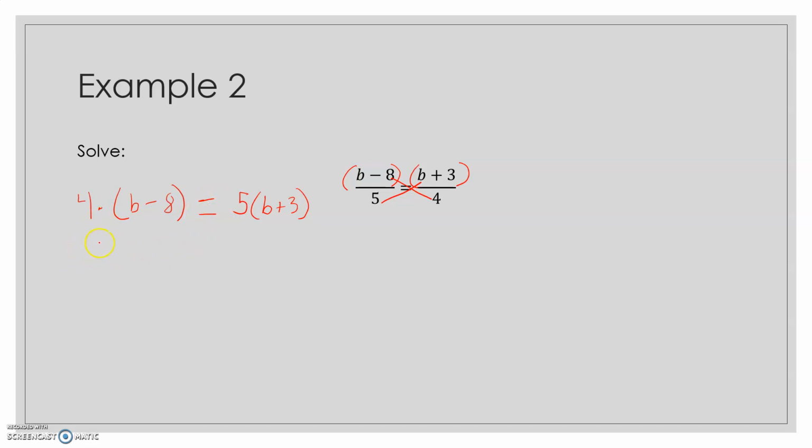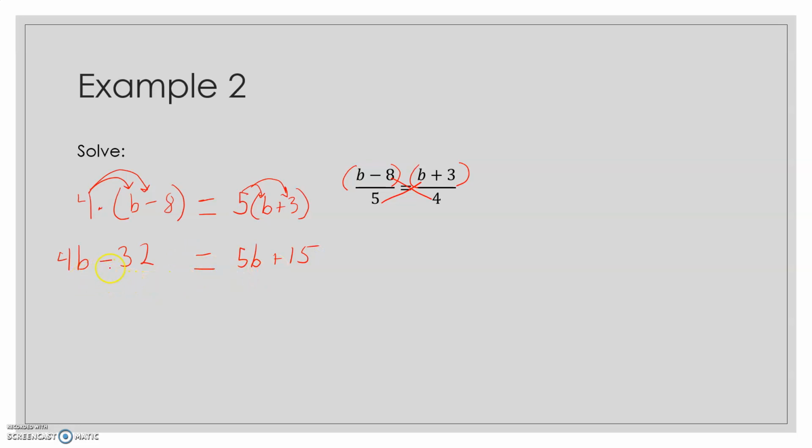And so first question that we always ask is, can we distribute? And in this case, yeah, we have a set of parentheses, something on the outside, and so we can distribute. 4 times b is 4b. 4 times negative 8 is negative 32. And then on the other side, 5 times b is 5b. 5 times positive 3 is positive 15.